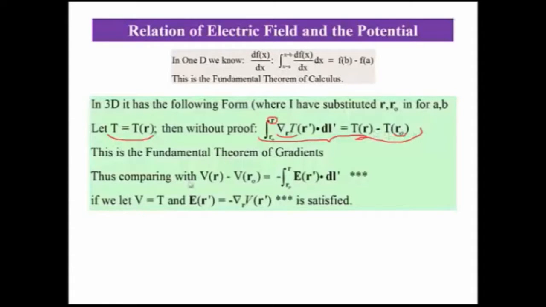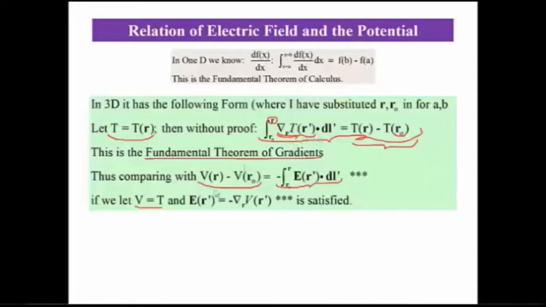This equation here is called the fundamental theorem of gradients, and I think for our purposes what you can think of is that it's just an analog between the fundamental theorem of calculus and going to 3 dimensions. If we compare the function that we have here, where V(r) minus V(r0) is equal to this integral here, if we let V equal T, this difference here is this side of the equation here. Over here we have minus something dot dl. Well, that something we can equate to the gradient of T.